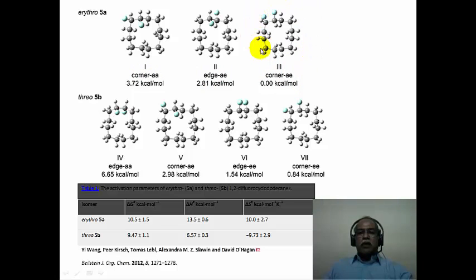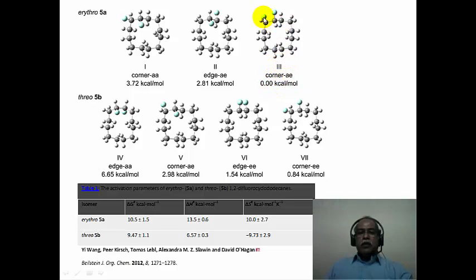If you look at this particular conformation, the two fluorines are indicated by the magenta color and the cyan color. In this conformation, the two fluorines have chemically different environments, and this is the most stable in terms of relative energy, being 0 kilocalories per mole. This is 2.81 kilocalories higher in energy compared to conformation 3. Conformation 1 is about 3.72 kilocalories higher in energy compared to conformation 3.